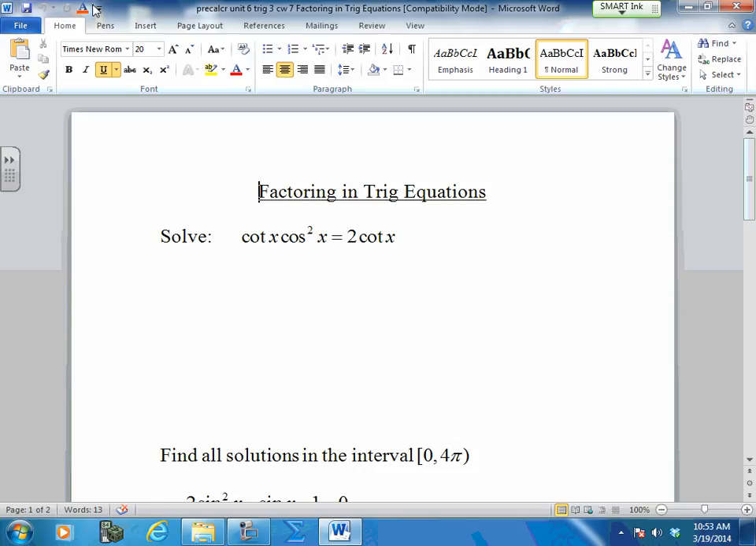So if you struggle with this, take the words out of here. So say I make my cotangent be x. I'll make my cosine be y. What would I do for this guy? Okay, you're going to subtract the 2x, right? And now what would you factor out of here? What do they have in common? X. So you're going to factor out an x.